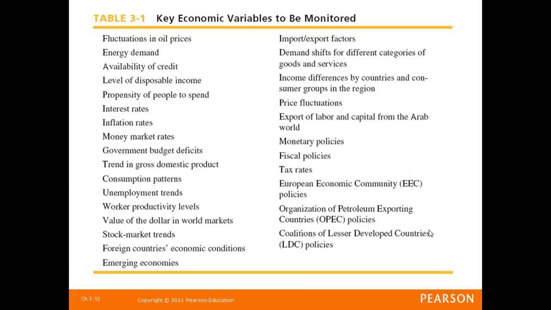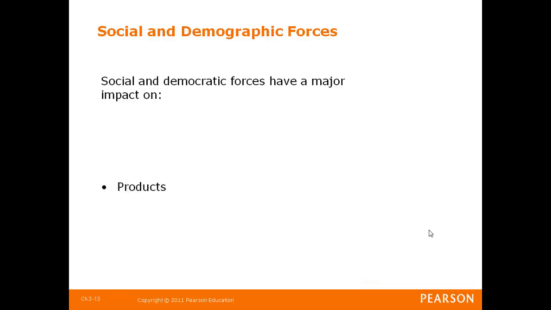So in table 3.1 in your book, there are a number of key economic variables to be monitored. You can check these on the slide. We won't go through all of them now. For example, the fluctuations in oil prices, the money market rates, the unemployment trends, and so on. So all of these are under the category of economic variables to be monitored. According to this perspective, it is important for firms to have a look at all of these economic variables before they start developing their strategic plan.